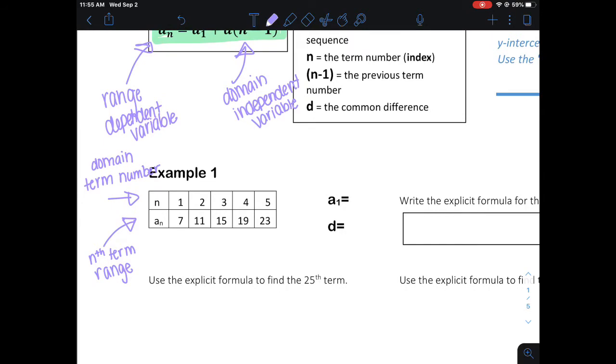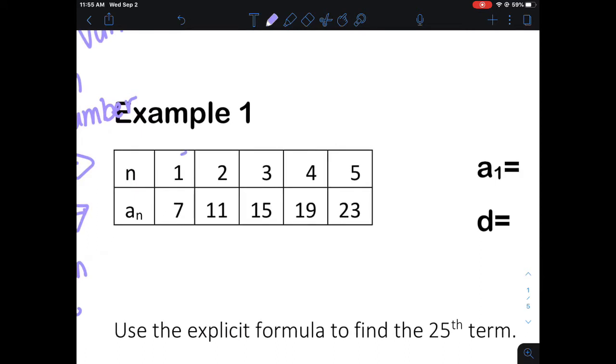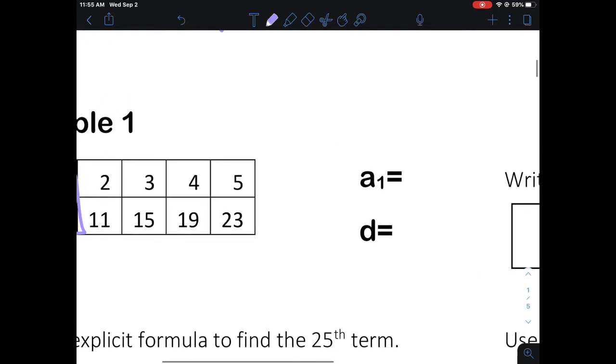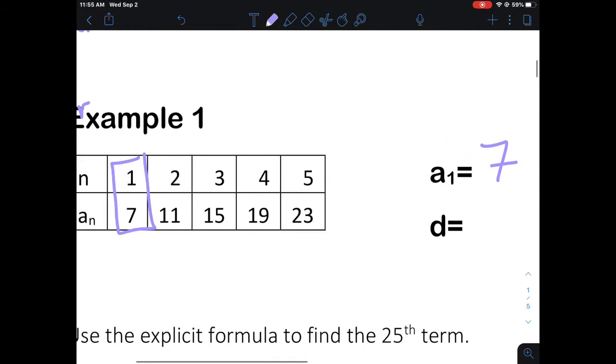Let's get started. A1. A1 is our first term. What is the first term in our sequence? First term is 7. And our common difference, we know it's a common difference because they used D equals, and we're using arithmetic sequences. Common difference. How did I get from 7 to 11 to 15 to 19 to 23? We added 4. So I will write 4.